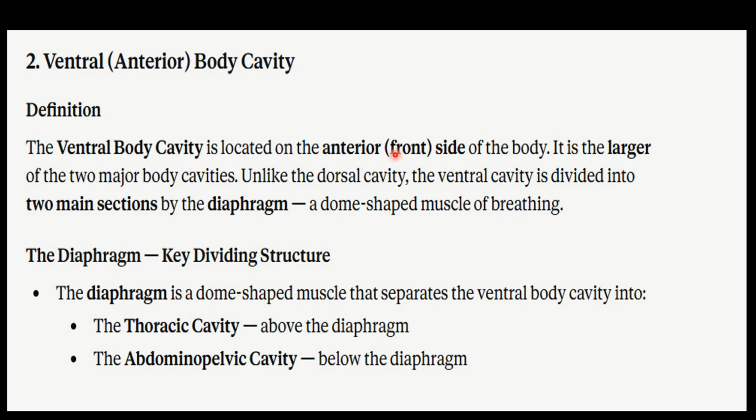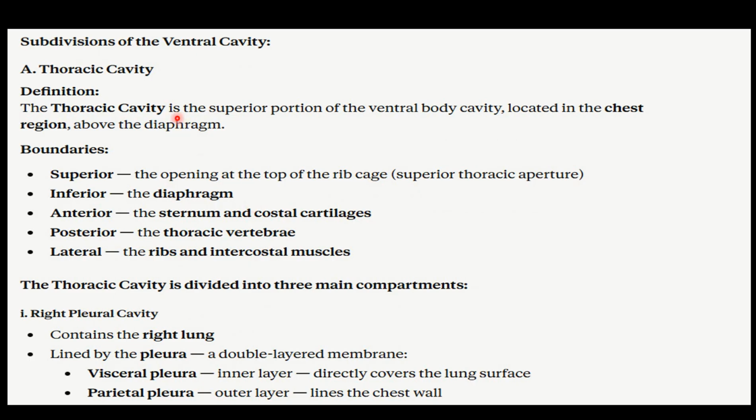So what major points did we learn from this? It's the largest body cavity out of the two, dorsal and ventral; ventral is the larger one. Second, the ventral cavity is divided into two main sections by the diaphragm. Now what is the diaphragm? A dome-shaped muscle of breathing. So you can say that it divides the cavity into two parts: the thoracic cavity, which is above the diaphragm, and the abdominopelvic cavity, which is below the diaphragm. Clear? Fine. Now let's see them one by one.